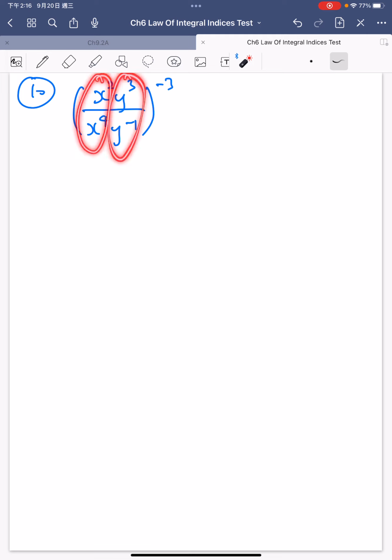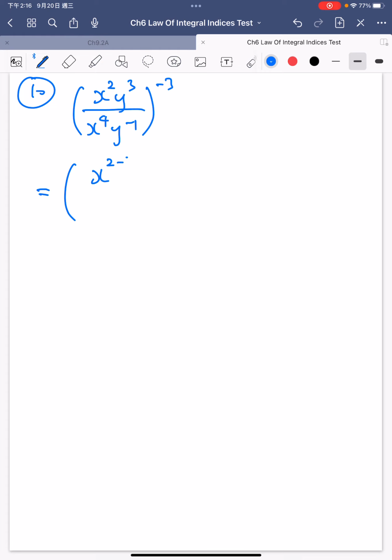Moving to question 10, what we have here is (x squared y cubed) divided by (x to the power of 4 y to the power of negative 1), all the thing to the power of negative 3. So first of all, again, we can simplify something with x and something with y. So basically we can just do x to the power of 2 minus 4, and then we can have times y to the power of 3, or we can separate it first. So x squared divided by x to the power of 4 times y cubed divided by y to the power of negative 1, just in case you didn't understand why I can do them directly.